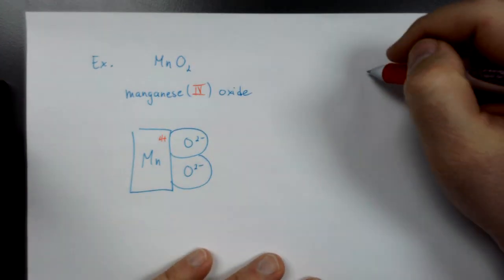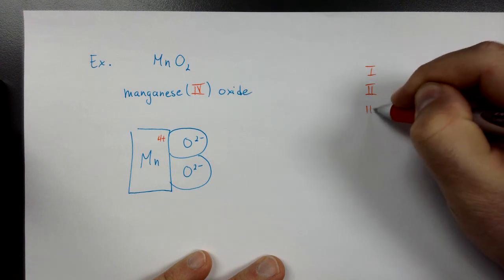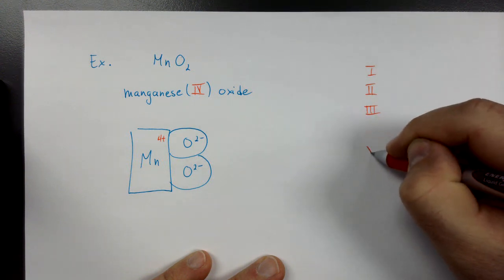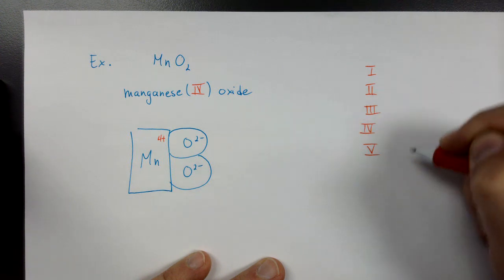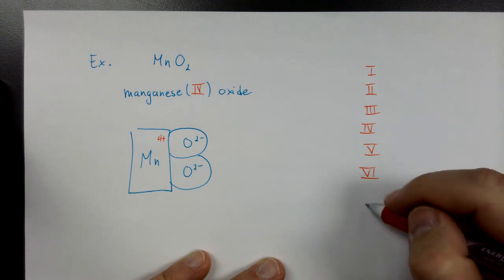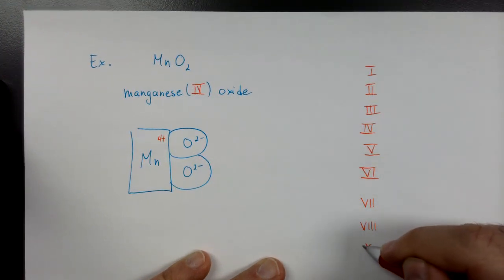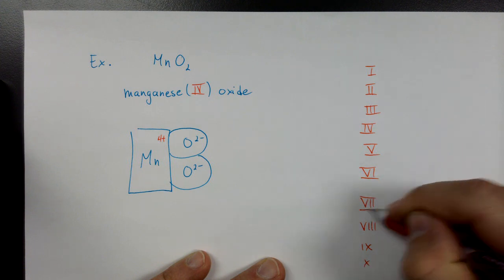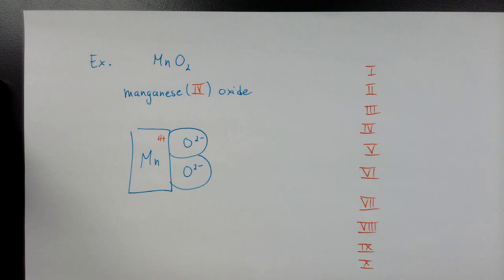Your Roman numerals, in case you do not know, are 1, 2, 3, V is 5, 1 less than V is 4, 1 more than V is 6. I'm going to finish this list up. 7, 8, 9, 10.